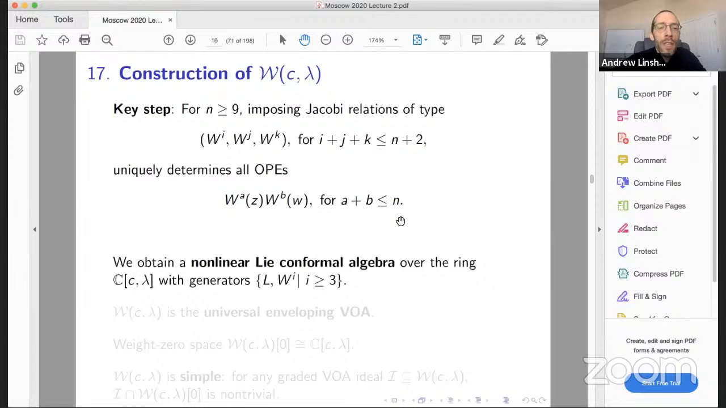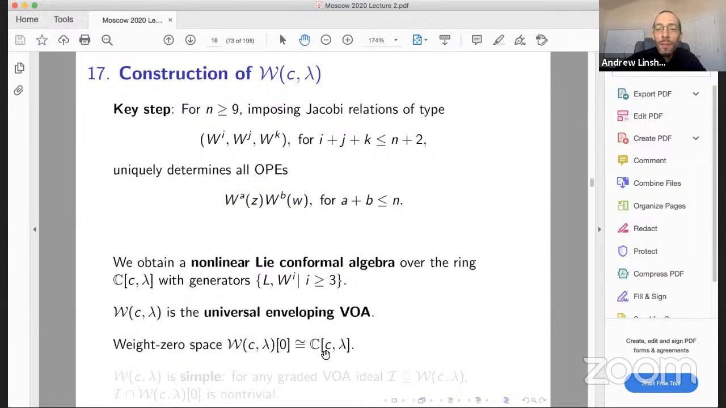So you can do this, and at the end of this, you get a nonlinear Lie conformal algebra over the polynomial ring in 2 variables. Just like VOAs can be defined over rings, you can also define nonlinear Lie conformal algebras over rings. And this algebra that I want is the universal enveloping VOA. It has some properties. Its weight 0 space is just this ring, polynomials in c and lambda. And as I said, it's freely generated, so it's easy to write down the character of this.